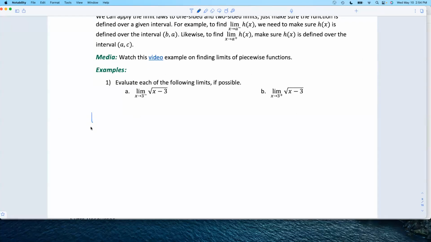So here, let's consider y equals square root of x minus 3. His domain, we're not allowed to take the square root of a negative. X minus 3 must be greater than or equal to 0. His domain, x must be greater than or equal to 3. His graph looks like this.